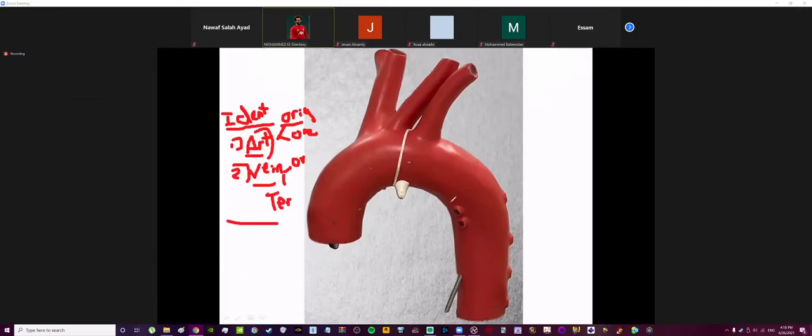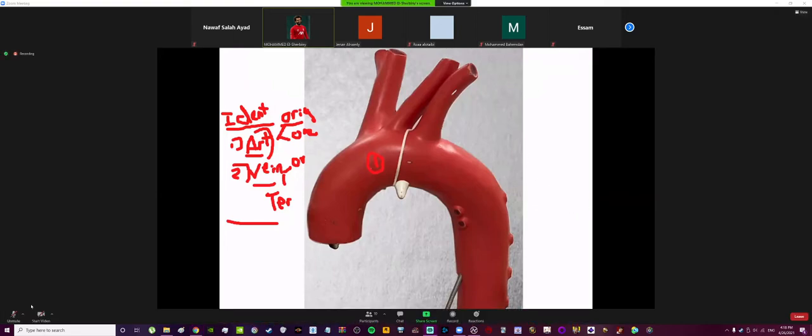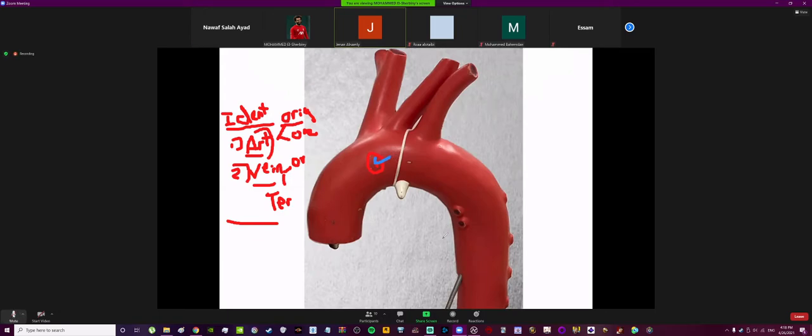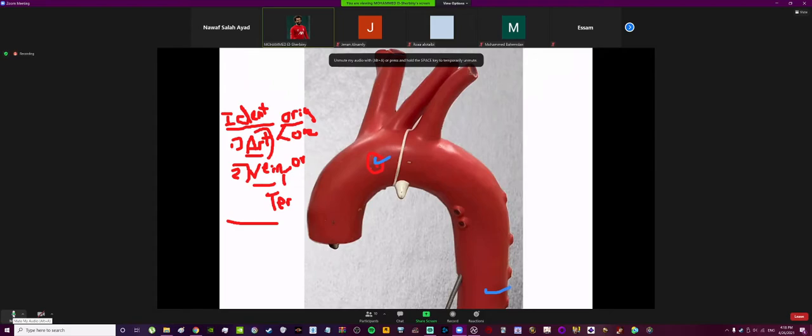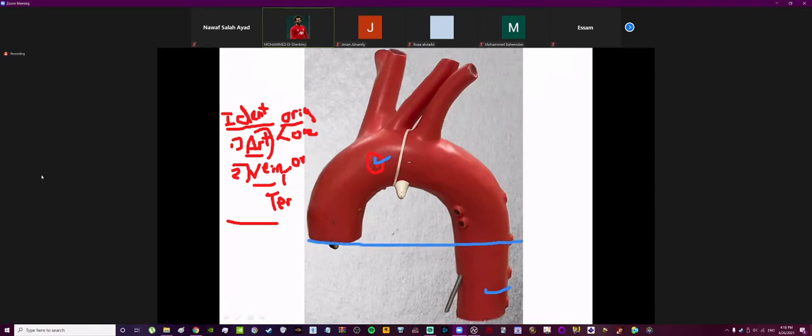For this slide, if I tell anyone of you, identify this artery. Arch of the aorta. Yes. Identify this artery. Descending thoracic aorta. Yes, but if you put an imaginary line here, this is the beginning and this is the termination of the arch of aorta and the beginning of the descending aorta. So this is the descending aorta, and this is the arch of aorta.